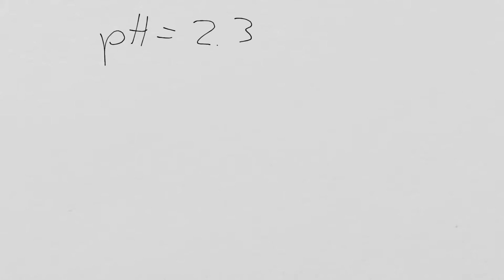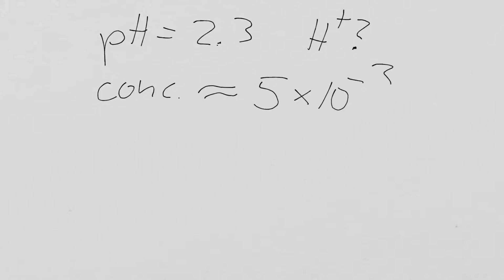pH is 2.3. What is the proton concentration? Now that is something where you need a calculator and a coffee. Oh dear. Do you get it? So the concentration would be around 5 times 10 to the minus 3 mole per liter. Did everybody get that? Yeah? So you can easily convert these things.